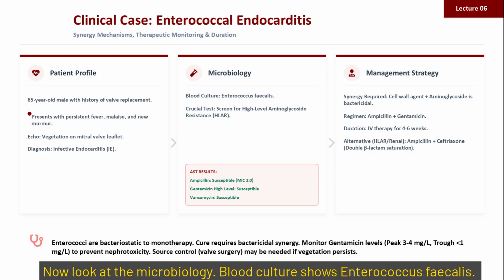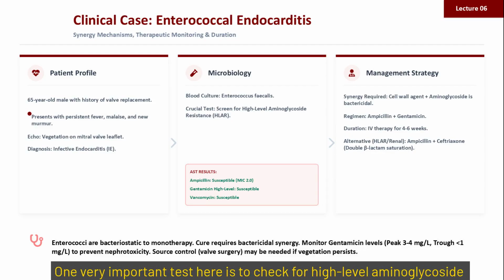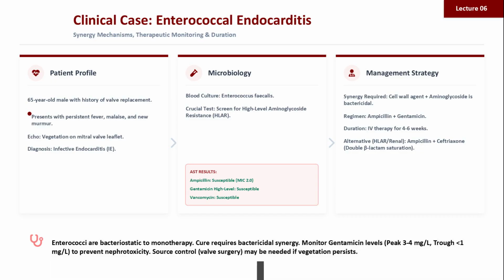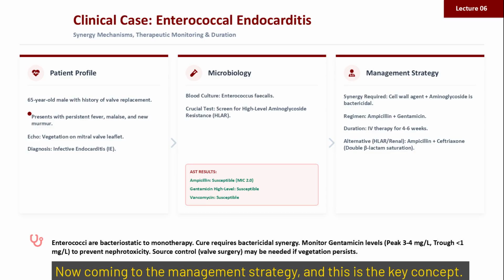Now look at the microbiology. Blood culture shows Enterococcus faecalis. One very important test here is to check for high-level aminoglycoside resistance, HLAR, because it will affect treatment choice. The AST shows that the organism is susceptible to ampicillin and vancomycin, and gentamicin is also susceptible, which is important for synergy. Now coming to the management strategy, and this is the key concept.